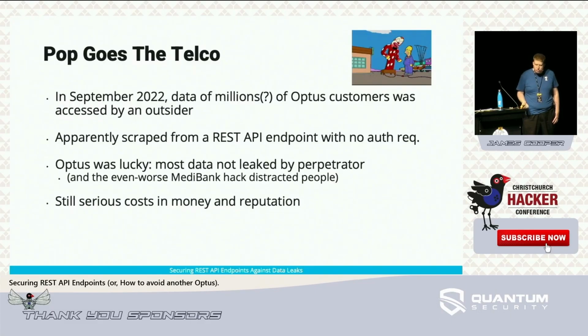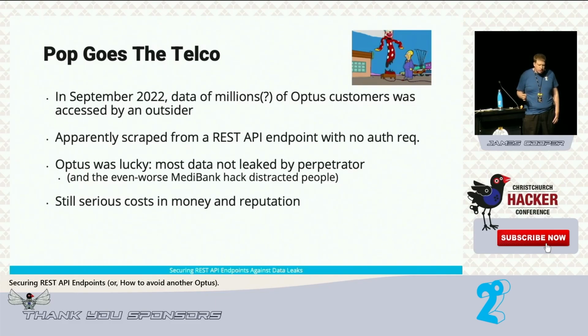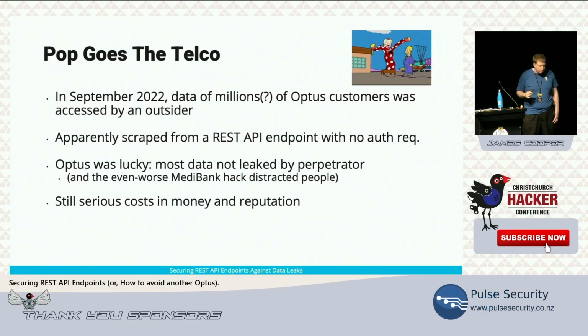Basically, what happened was about September last year, the data of millions of Optus customers was leaked. Customer data was accessed by some outsider, and they said that they scraped it from a REST API endpoint with no authorization or authentication requirement, which the federal minister basically confirmed, if not directly confirmed. And Optus got slagged off by the said minister on TV.